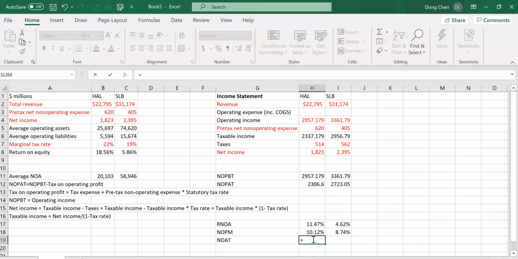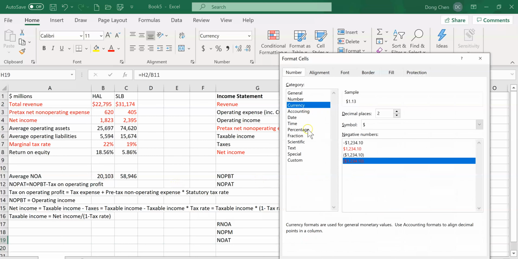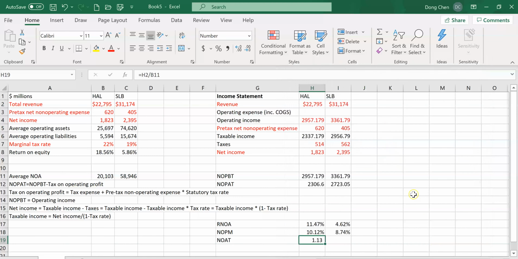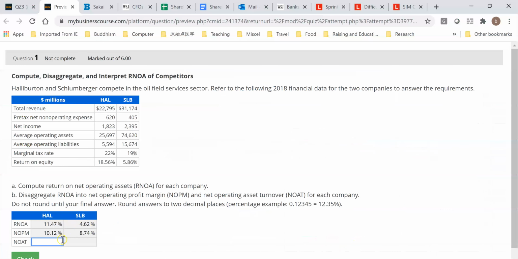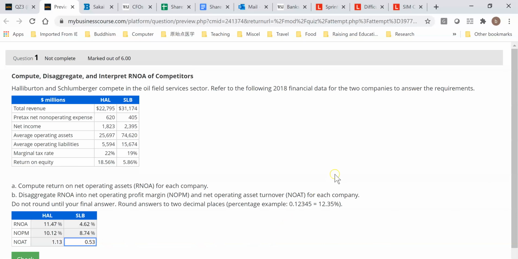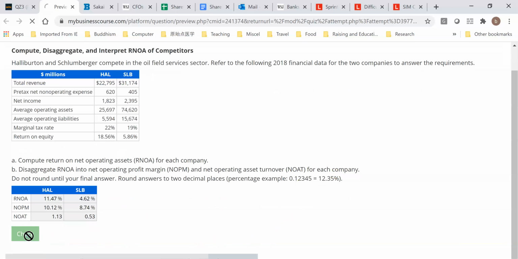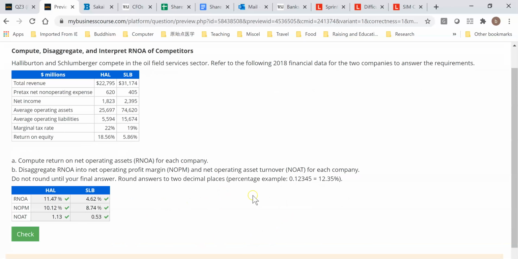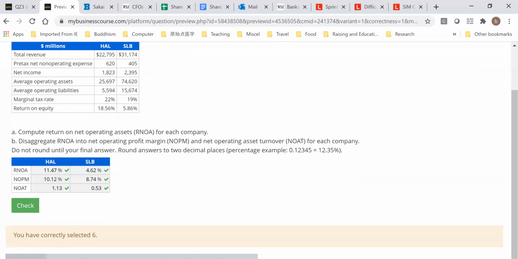And finally, NOAT, net operating asset turnover. This is defined to be revenue divided by the average level of net operating assets. This is not in percentage terms, but in numbers, and still keep two decimal places. So just like this. And then I can directly copy the numbers back. Now I can check my answer. So they are correct. So I guess we're done with this question.